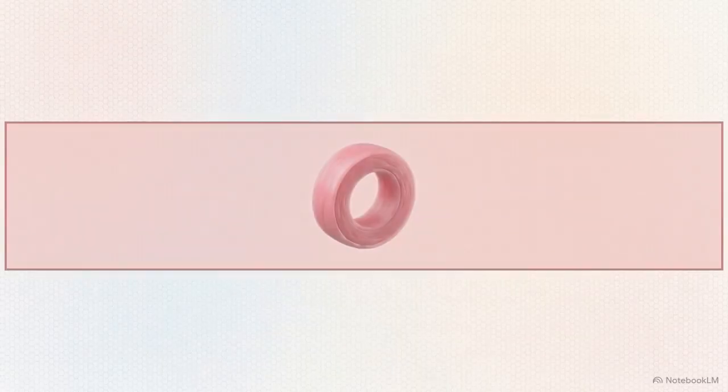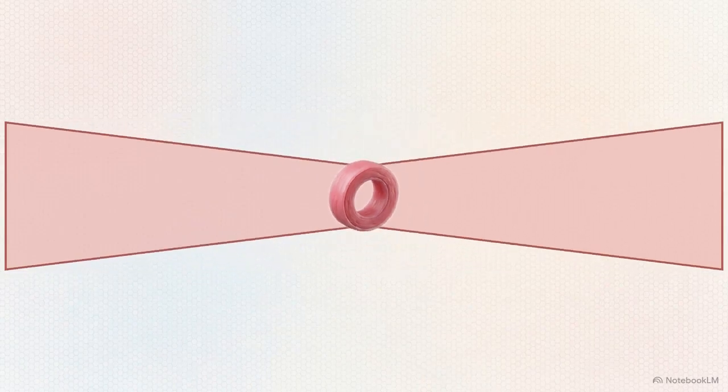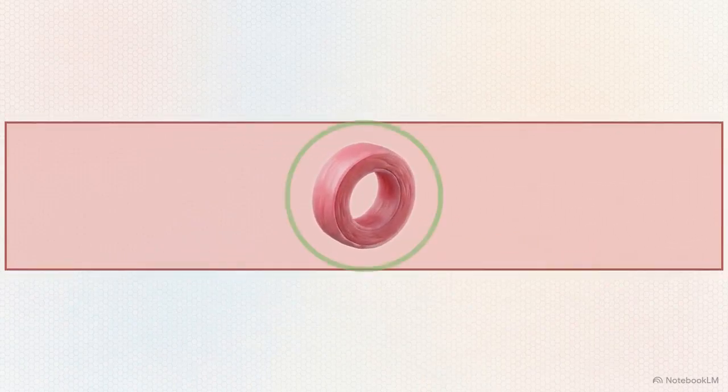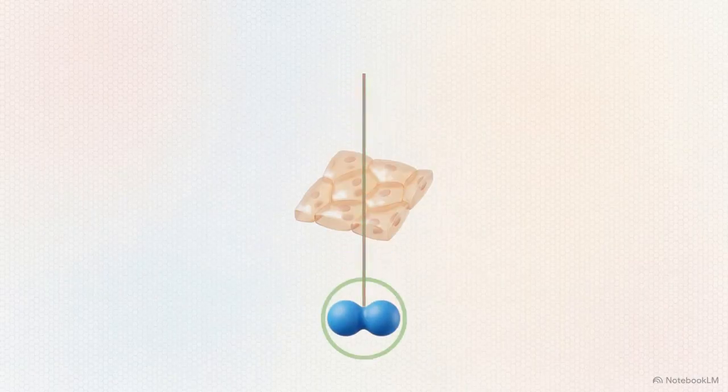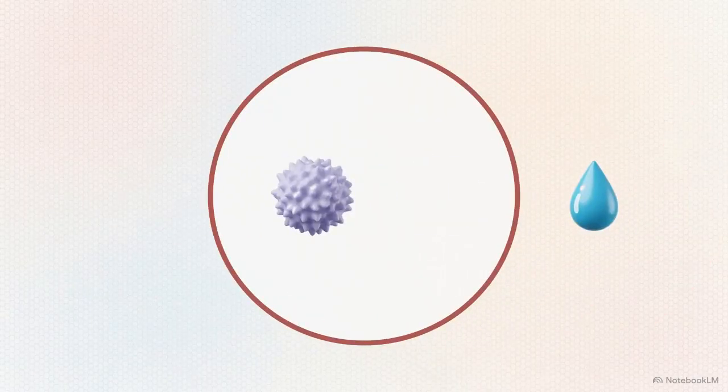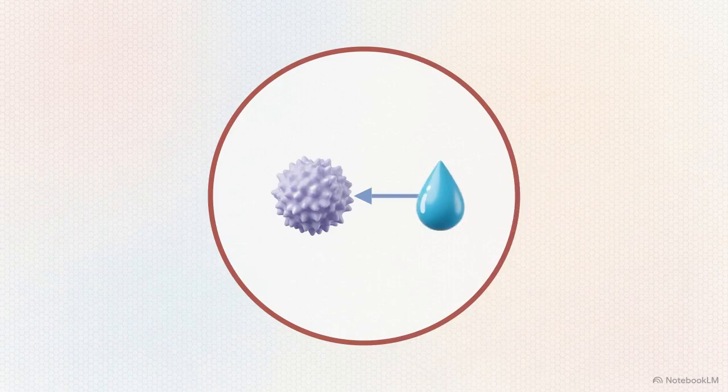Let's run a quick test. Which structure regulates intermittent capillary flow? The precapillary sphincters. What is the primary mechanism for oxygen exchange? Simple diffusion. And which Starling force acts as the main inward pull? Blood colloid osmotic pressure.